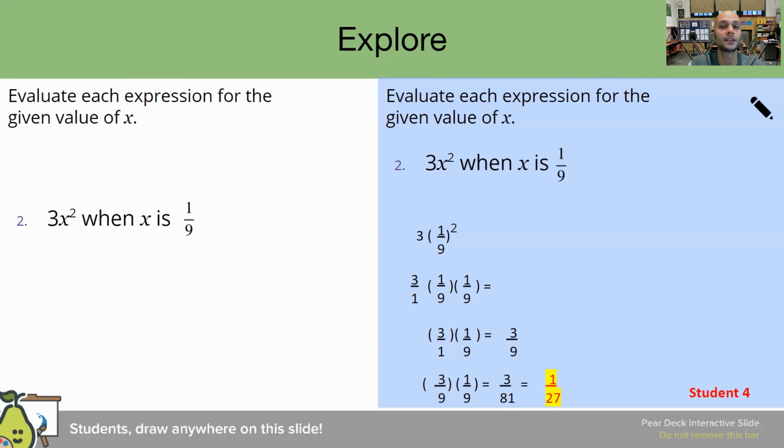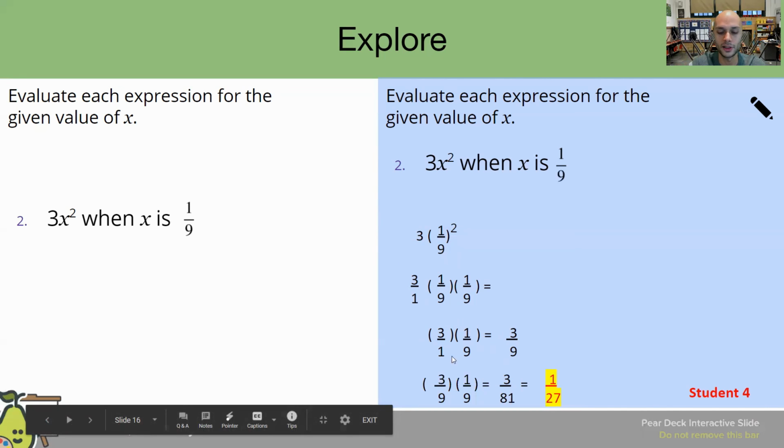The next thing on our list is multiplication. However, we have to multiply 3/1 times 1/9. And we also have to multiply 1/9 times 1/9. So because of that, because they are all the same rank operation, they're all multiplication, we're going to start from left to right. So let's do it.